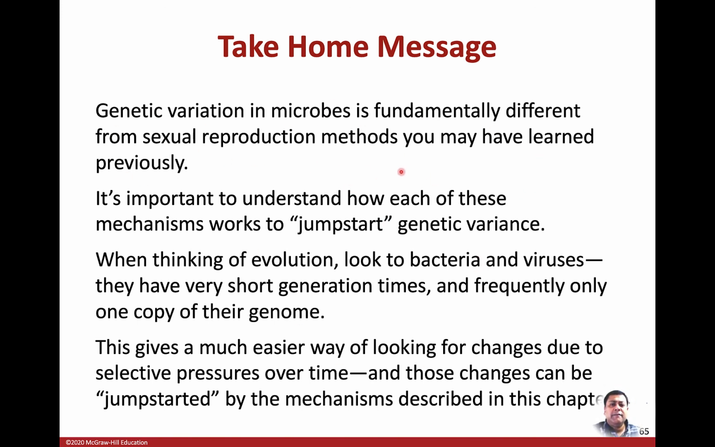We looked at the genetic variation of microbes, fundamentally different from sexual reproduction methods. We also saw how the jumpstart of genetic variants happens. Looking at evolution, we looked at bacteria. Viruses have very short generation times and frequently only one copy of their genome, and we saw how mutations affect them. Looking at a much bigger picture, we are going to talk about how these changes affect overall antibiotic resistance and the problem of common warts. We are going to talk about those in much more detail in a particular chapter. So that will be pretty much the end of your chapter 16.